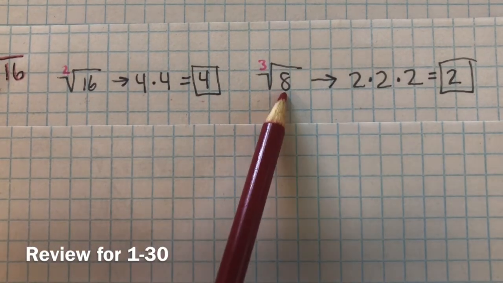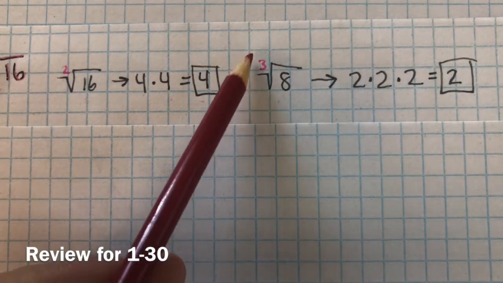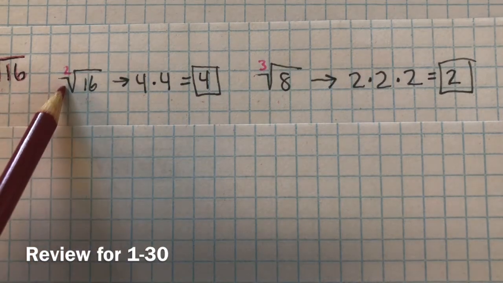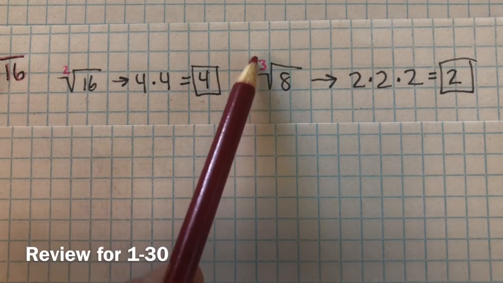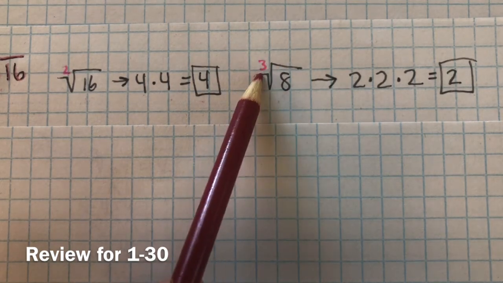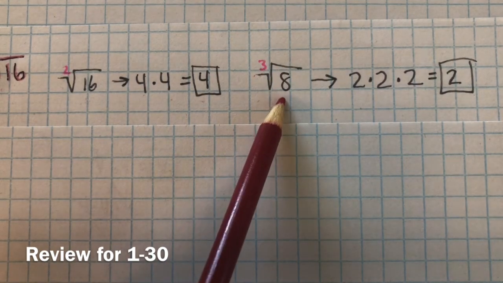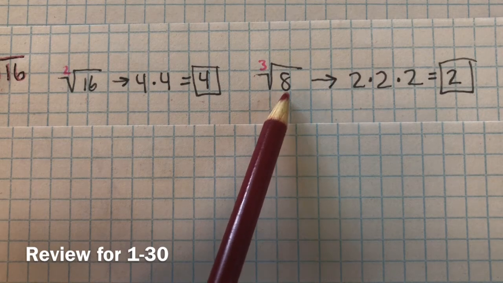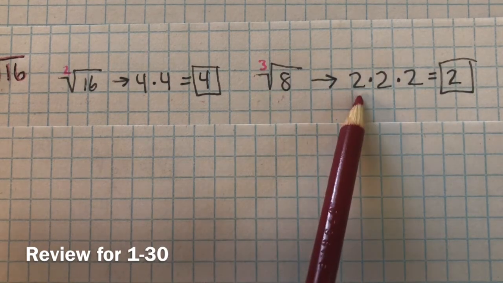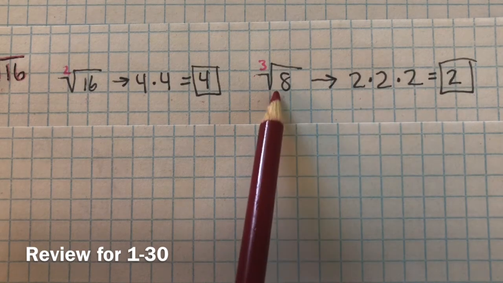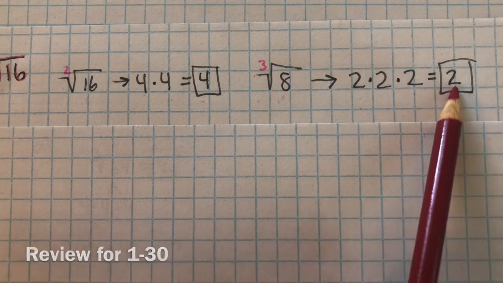Well, now we have the cube root. And so now you can distinguish between square root and cube root. There's a 3 here. And when you have the cube root, there will always be a 3 here. So what number, when you factor it out, multiplied by itself 3 times will equal 8? Well, 2 multiplied by 2 is 4, multiplied by 2 is 8. So the cube root of 8 is 2.